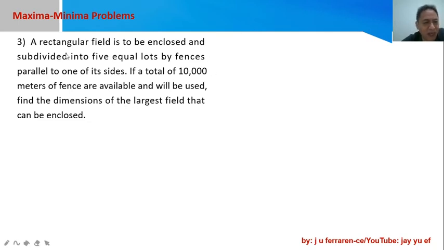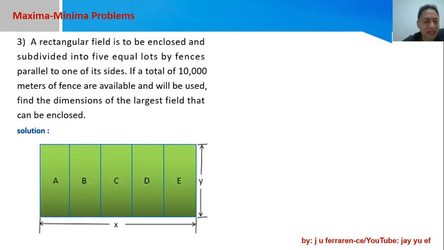Now, what is the common geometric figure here? We have a rectangular field. So I have to draw the figure because it's needed for me to analyze my problem well. By reading and understanding the problem, this is the figure that I constructed. There is a rectangular field and then this will be subdivided into 5 equal parts.